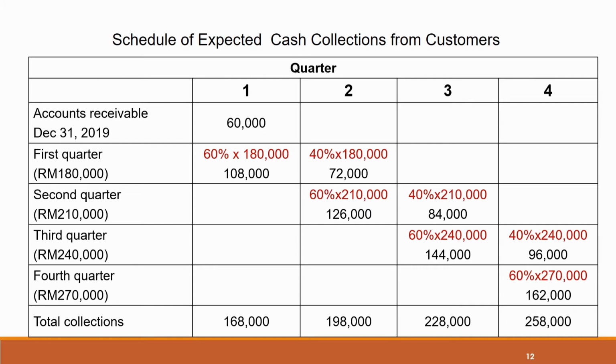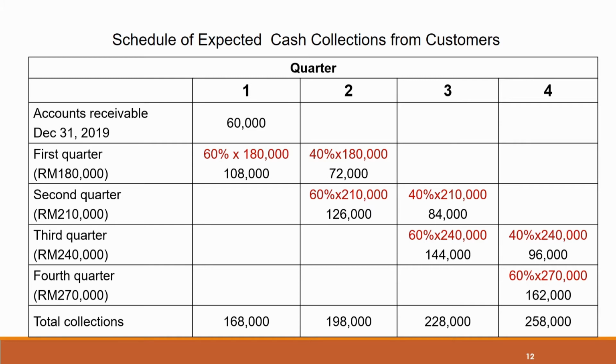And then we have to do the same step for the second quarter. For the second quarter, the total sales is 210,000. And we look at the second column, we will receive 60% from 210,000. So you will get 126,000. And in the third quarter, we will receive the balance 40% of 210,000, and you will get 84,000.